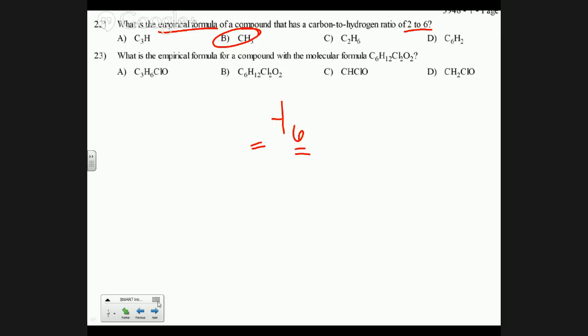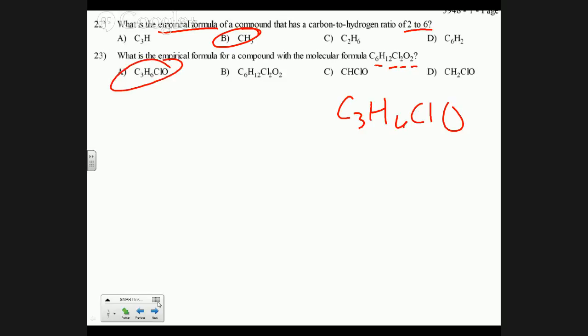Now for the next one, it's the same kind of idea. You're going to try and simplify it. It says an empirical formula for a compound with a molecular formula of blank. Well, we've got 6, 12, 2, and 2. So we can divide everything by 2. We get C3H6Cl. Which one is that? Choice A.